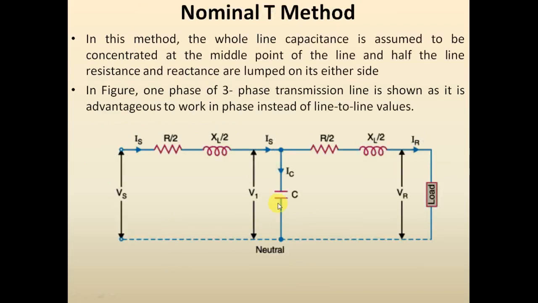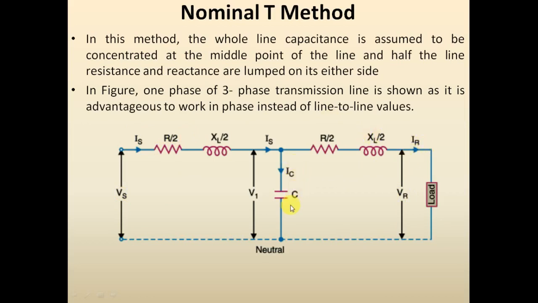In this method, the line capacitance is assumed to be concentrated at the middle of the transmission line, and half of the transmission line resistance and transmission line reactance are assumed to be concentrated at either side of this capacitor, as you can see in this figure. This is actually the Nominal T method. In this equivalent circuit, VR represents the receiving end voltage, sending end voltage is Vs, Is represents the sending end current, and IR is indicating the receiving end current.